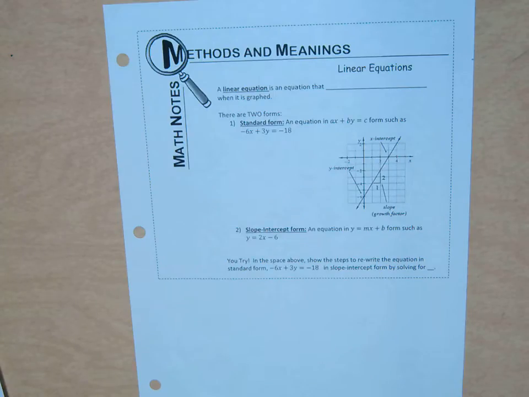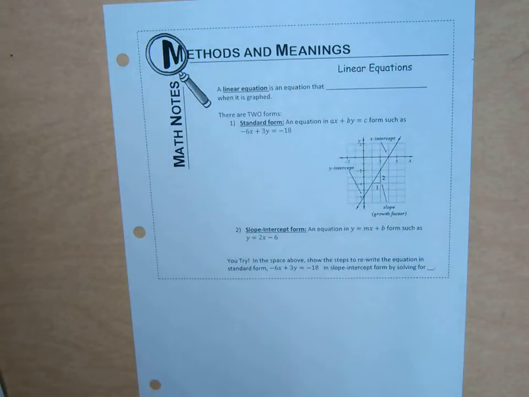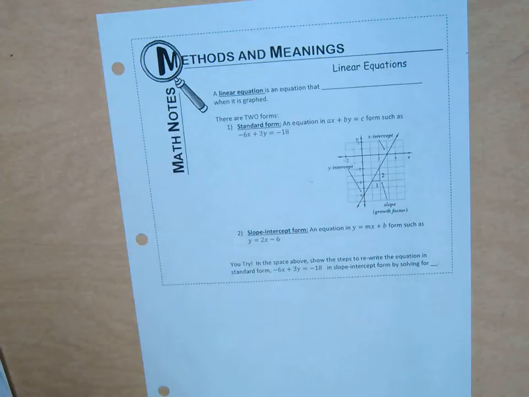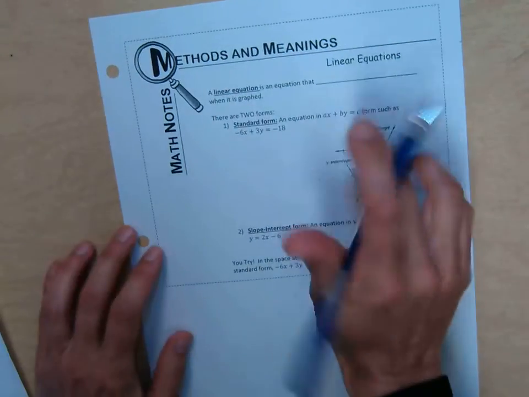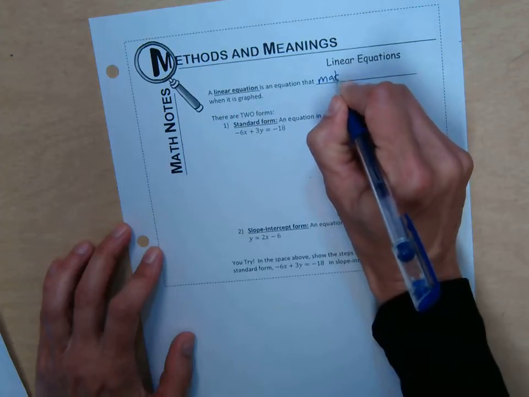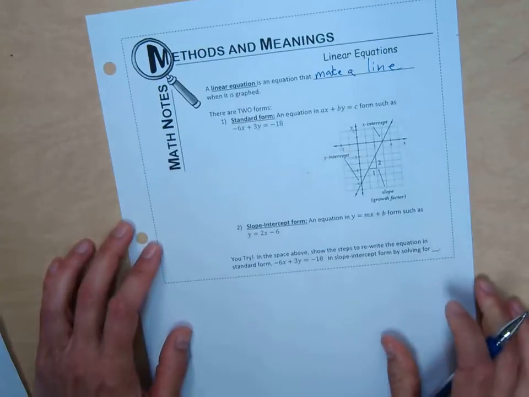Methods and meaning. Number 1, on linear equations. So, a linear equation is an equation that, what goes in here? It makes a straight line, makes a line when it is graphed. So you're filling that in.